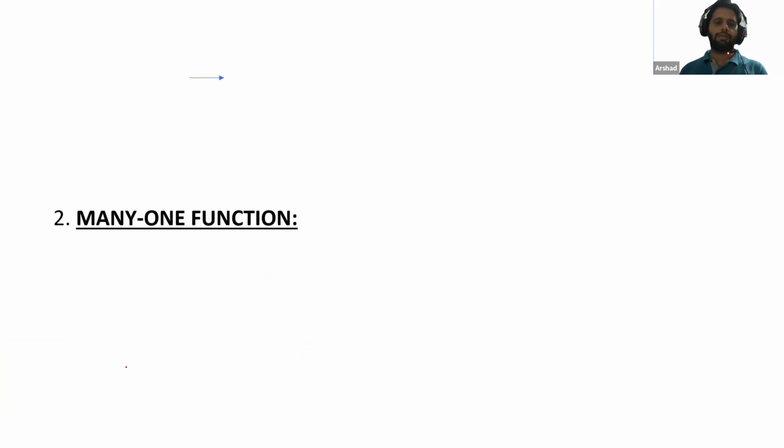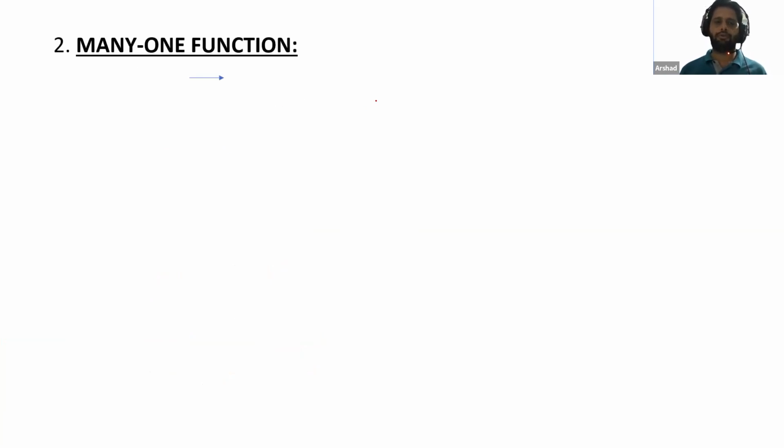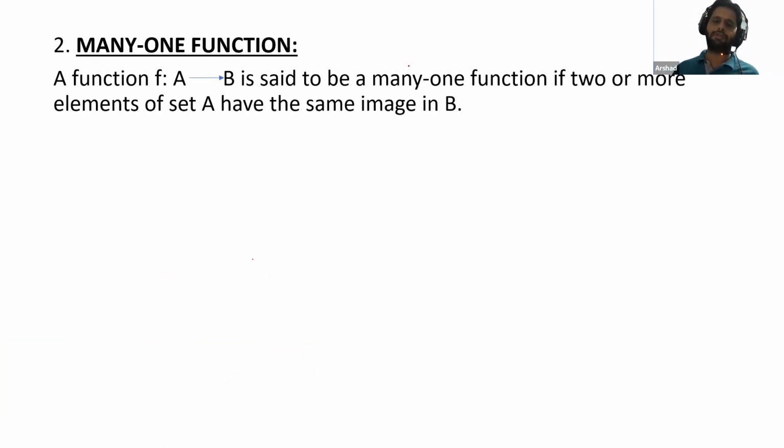Now next our topic is many one function. Many one is the opposite of one one. What is one one? Different elements should have different images. So what is the opposite of this? There can be one or two elements which have the same image. So please check the definition.